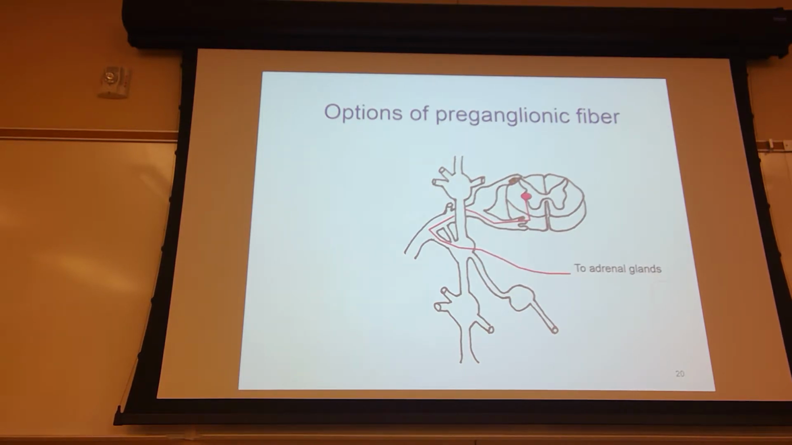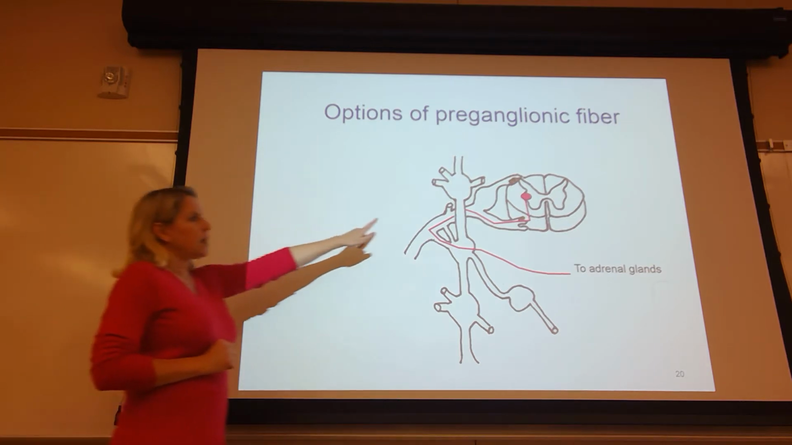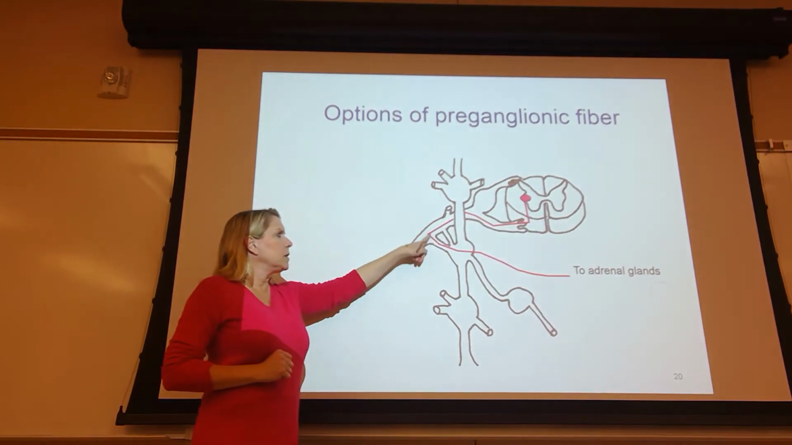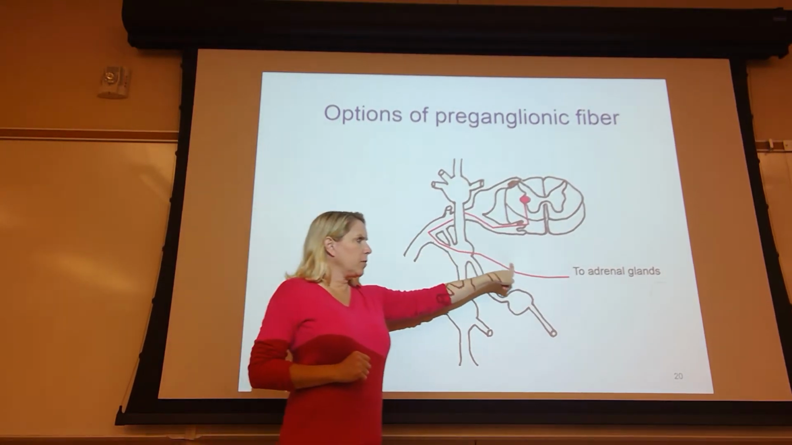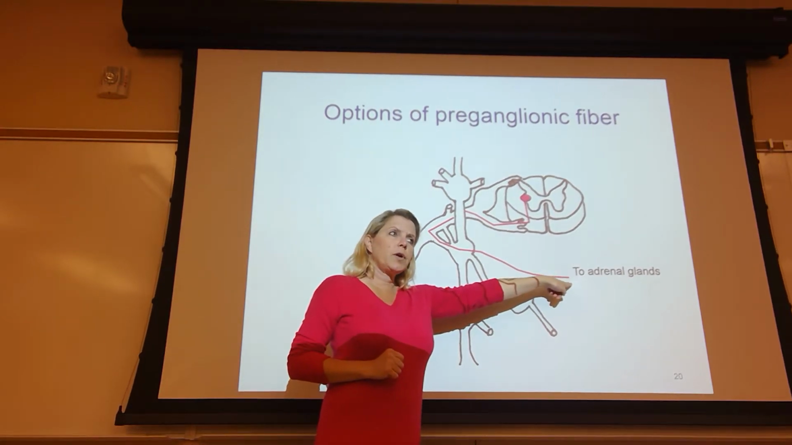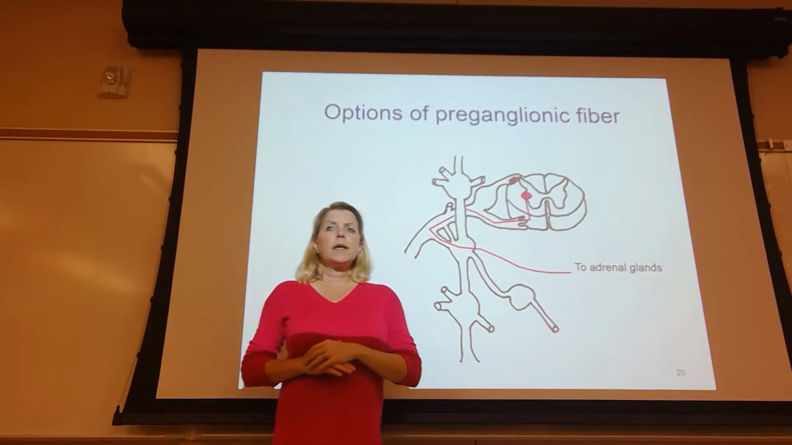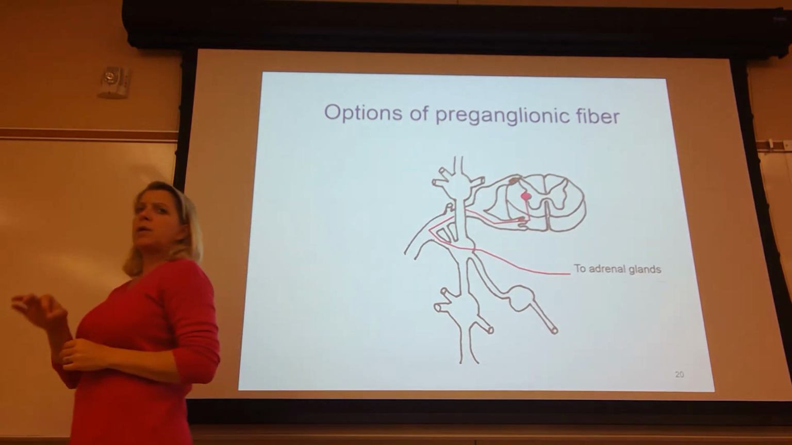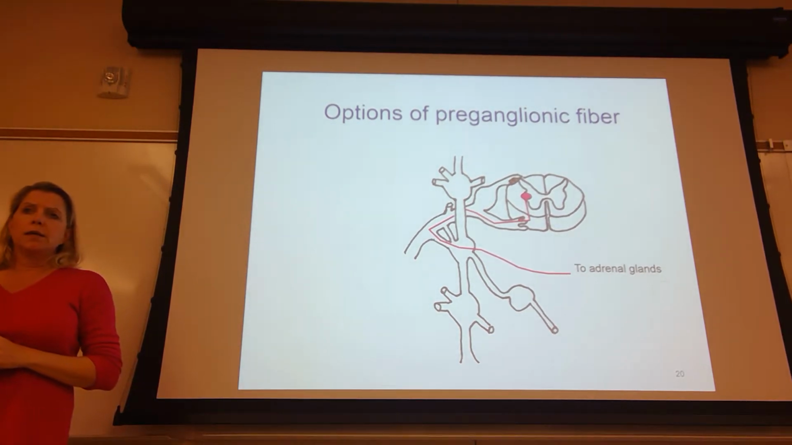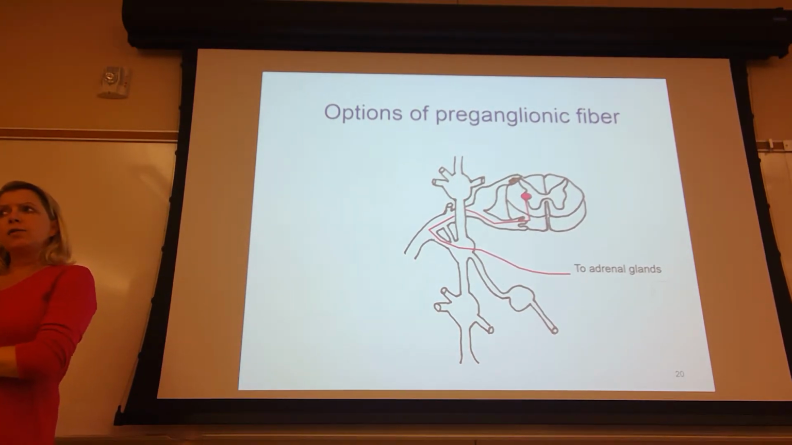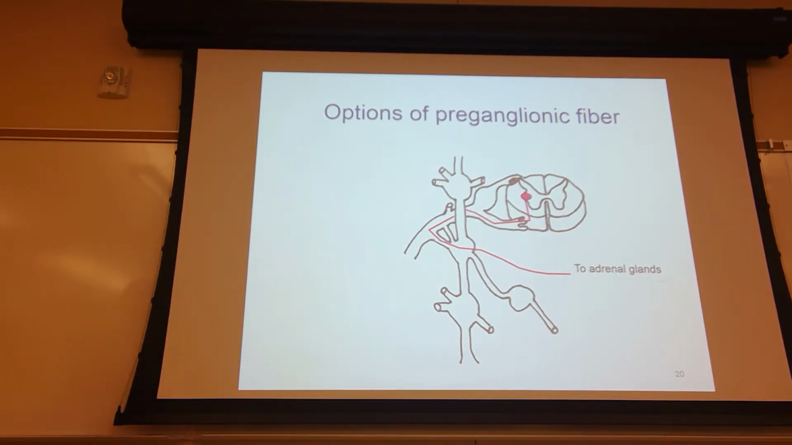Another option, enter at level, break through the sympathetic trunk, and go straight to the adrenal glands and synapse on the adrenal medulla. It looks like we're violating the 2-neuron chain, but we're not. The adrenal medulla is actually modified postganglionic neurons. They will release epinephrine into the bloodstream.